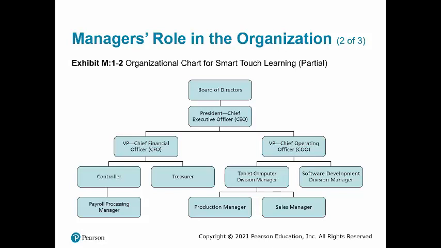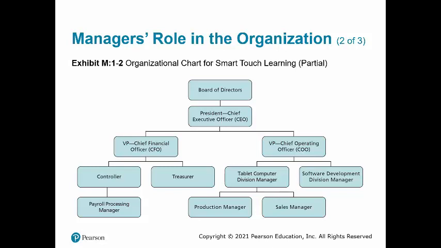So this chart just shows how Smart Touch Learning is organized. So we see at the very top the board of directors, and then the chief executive officer reports directly to them. Then the chief executive officer would hire the chief financial officer and the chief operating officer. The chief financial officer would be over the controller, who would be involved with the accounting department and be over, say, a payroll processing manager, but that chief financial officer would also be over the treasurer.